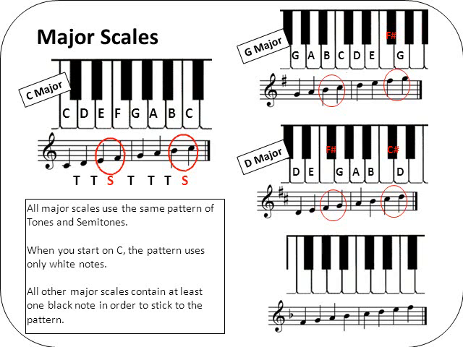F major, like G major, uses only one black note, but it is a flat, not a sharp. Again, work out which one using the pattern of tones and semitones. The key of F is therefore B flat.